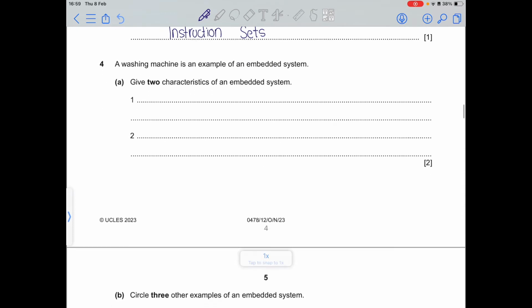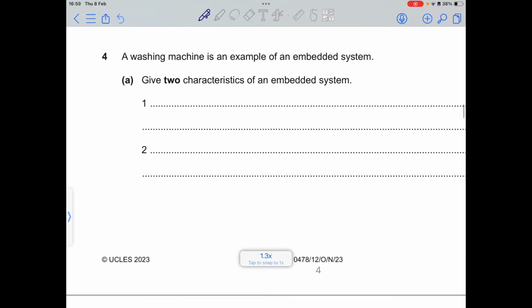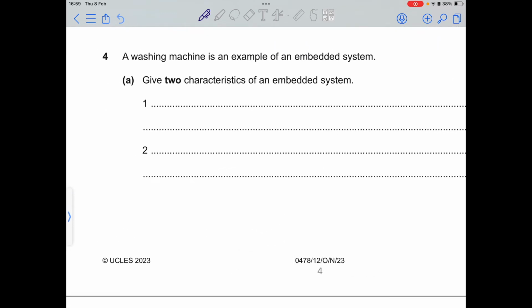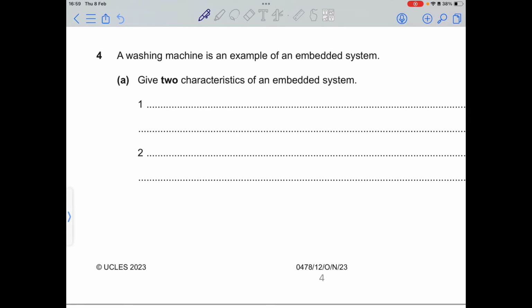Moving on to the next question, which is about embedded systems, from chapter 3. A washing machine is an example of an embedded system. Give two characteristics of a washing machine. A simple characteristic: it has a microprocessor which works for everything.